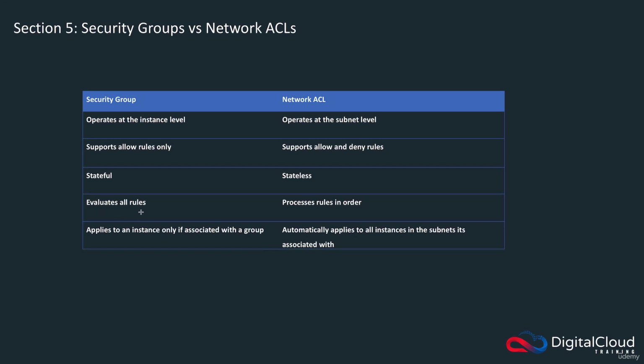A security group evaluates all rules, whereas a network ACL processes the rules in order until it reaches a permit or a deny. And a security group applies to instances only if they're specifically associated with that group, whereas a network ACL applies to every instance that's within a subnet that the network ACL is associated with.